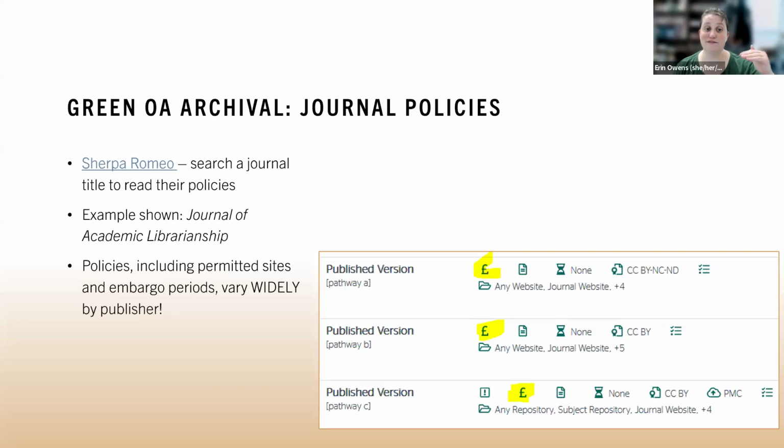Now, here are three different pathways that might apply for the published version of an article. And I've highlighted the currency symbol here to note that for this particular journal, any option by which you may be able to share your published version is going to entail a fee, an article processing charge. So they have no free pathways for sharing the final published version. And that will be very common. Most publishers who allow green archival will want you to focus on your submitted or accepted manuscript versions.